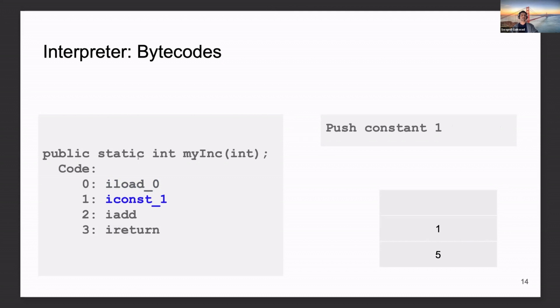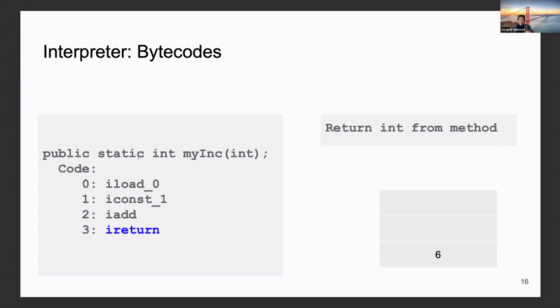So we have 5, then 1. Then we do iadd, which will pop the two operands, 5 and 1, add them, and put the result on the stack again. And all this, you may have figured it out by now, i is for integer, and there are also different versions for the other data types. So we have 6 on top of the stack. Now, when we execute ireturn, as you would expect, it will pop the value from the top of the stack and return it. And that is how the execution happens.